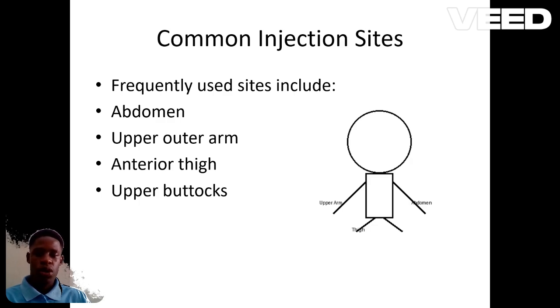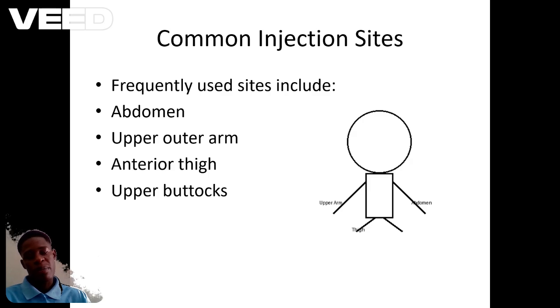So moving on to the common injection sites. Medications are injected into the body areas with a healthy layer of fat to avoid accidentally hitting a muscle. So you've got your abdomen, except for a 2 inch circle around the belly button. And then you've got your upper outer arm, the fatty portion of the arm, you can also inject there.